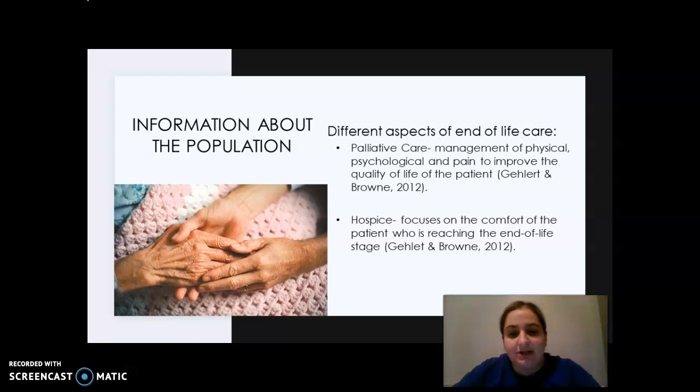Hospice is a little bit different. It just focuses on the comfort of the patient who is reaching the end of life stage. So the role of the social worker in this case is to provide supportive care to the patient and the family. You help the patient cope with the symptoms, but you're also helping the family cope with the range of emotions that they are feeling when the patient is approaching the end of life stage.